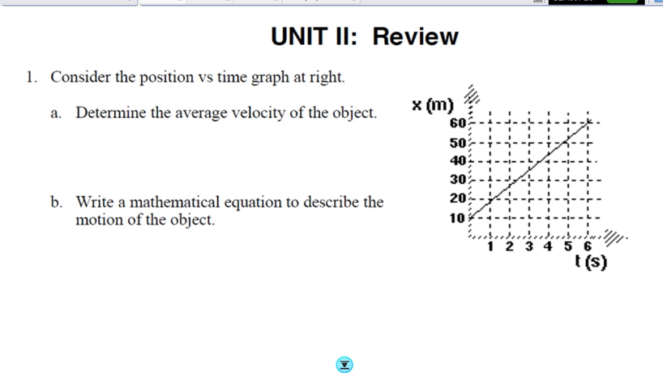Hi, this is Mr. Conti, and in this video we're going to go over the review for Unit 2 on constant velocity. There are 5 questions, so let's take a look at number 1.